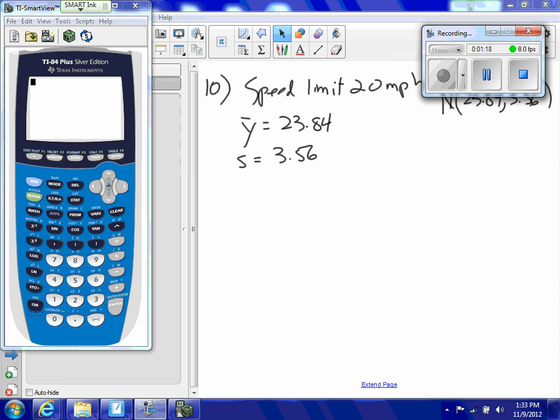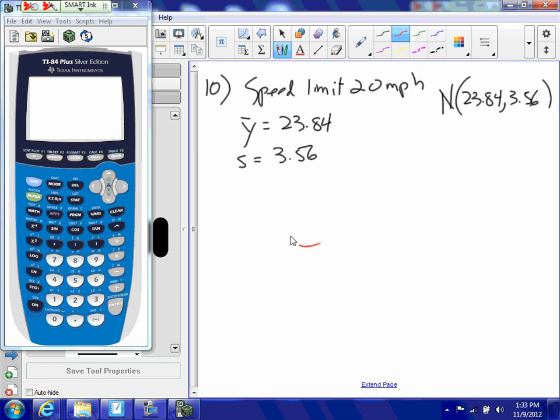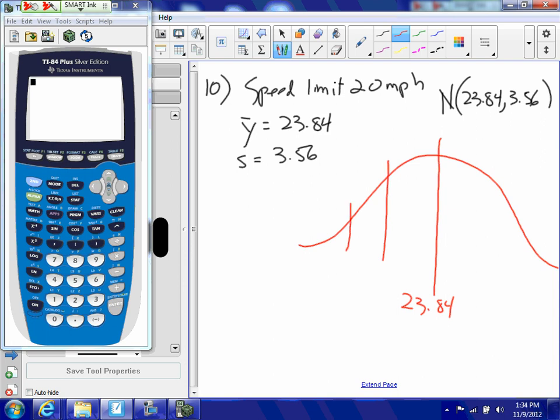So I'm being asked two questions on this one. The first one is, how many standard deviations from the mean would a car going under the speed limit be? So let's follow rule number 1, which is make a picture, make a picture, make a picture. Here is my normal model. Here is my mean, 23.84. And I know I have standard deviations, 1, 2, 3, 1, 2, 3. Well, this is a little bit hard for me to do here, so let's use the calculator.